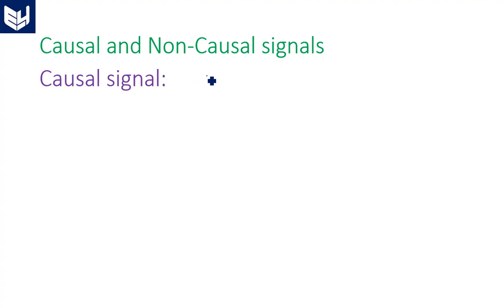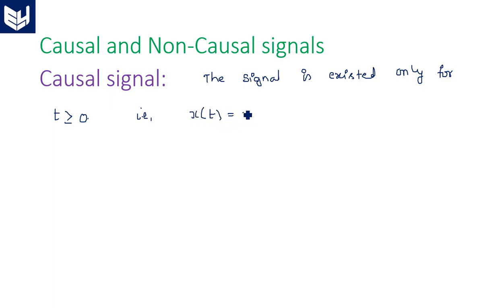So the signal is existed only for t greater than or equal to 0. That means x of t is equal to 0 for all t less than 0. Okay, that means only for positive time axis the signal is present and there is no signal for the negative time axis.